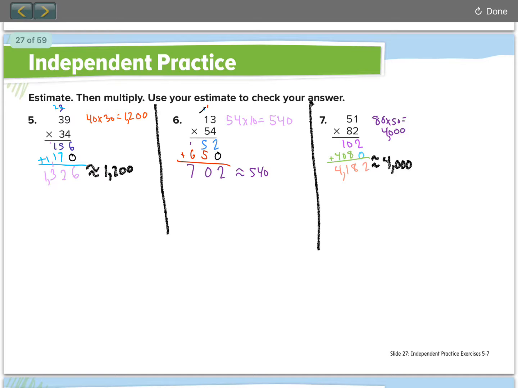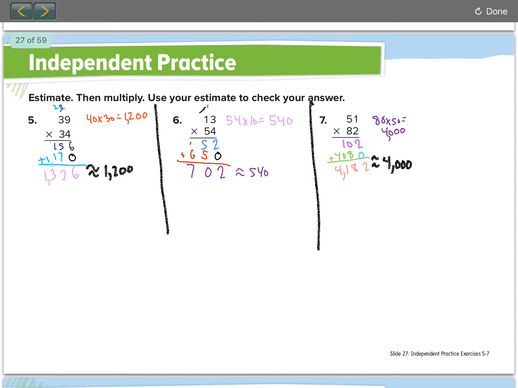Number 6, I'm multiplying 13 times 54. 13 is close to 10, so I'm going to think about 54 times 10 as my estimate, which is 540. Now I'm going to multiply my ones column. 4 is in the ones column. I'm going to multiply that by 13. 4 times 3 is 12. I write my 2 and carry my 1. 4 times 1 is 4, plus 1 is 5. So I have 52 on the first line.